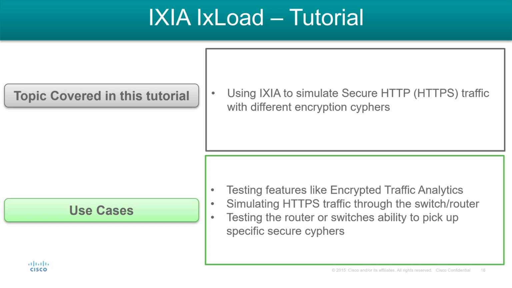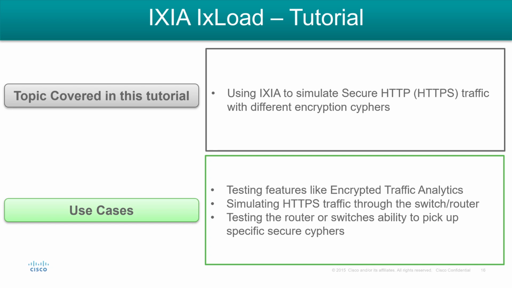This can also be useful if you just need to simulate any kind of secure traffic through the switch or router. Maybe it's for something unrelated like NAT testing or something like that. Or if we just want to test our ability to inspect secure ciphers. So if you're testing something like a firewall or a router with specific ACLs and you want to be able to pick up that L4 info, this is the way you could do it.